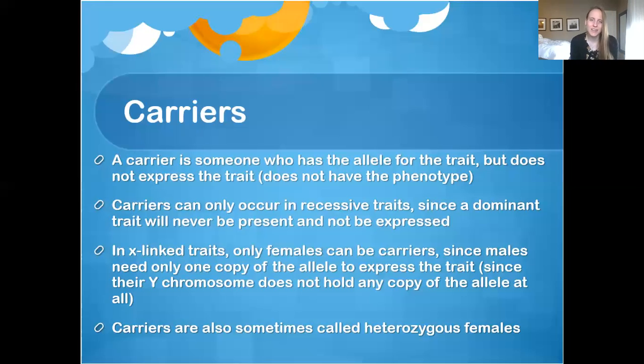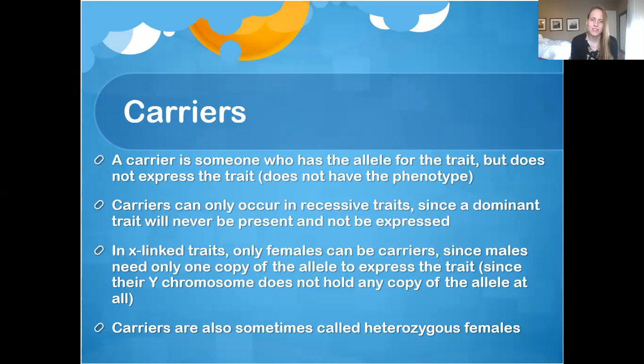Okay, so a carrier is someone who has the allele for a trait but does not express it. Carriers aren't specific to sex-linked traits, though we do use the term for sex-linked traits more, but really anyone who is heterozygous for a recessive trait is a carrier. Anytime they have the recessive allele but the dominant trait, because they have a dominant version and a recessive version of that gene. Carriers can only exist for recessive traits.